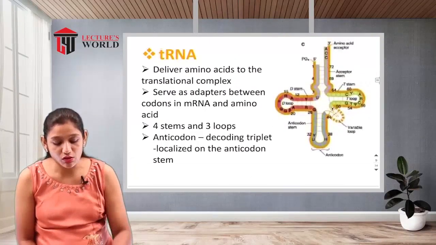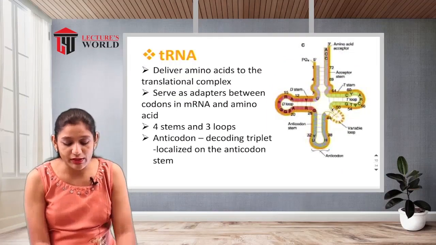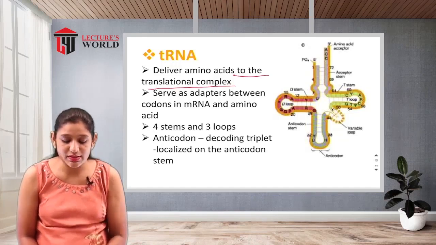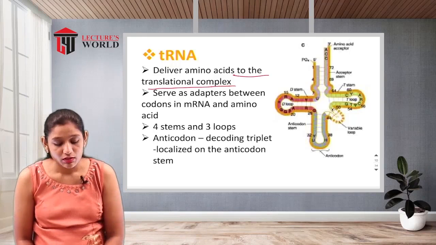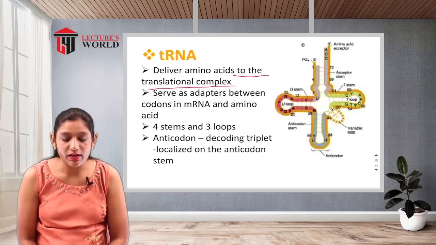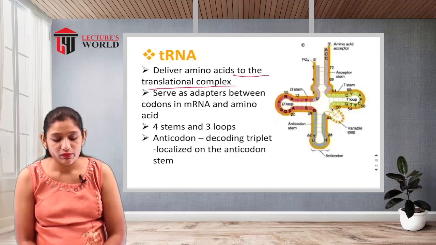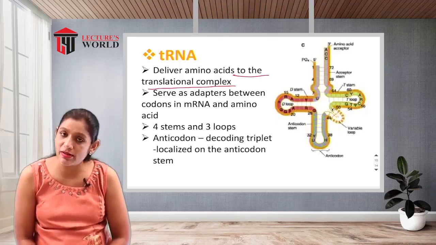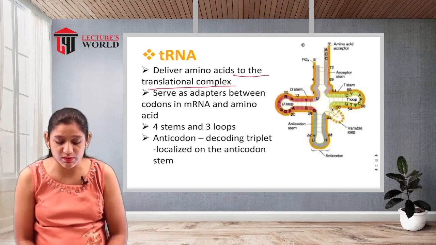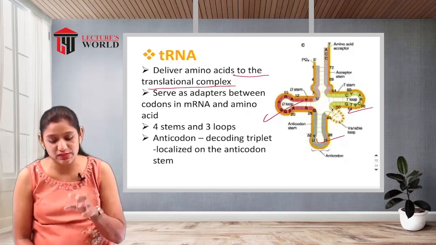Next one. Now, what is the role of the tRNA? Transfer RNA delivers amino acids to the translation complex, meaning the amino acids are transferred by the tRNA. It serves as an adapter between the codons in the mRNA and the amino acids. It has 4 steps and 3 loops: this is 1, 2 and 3, the major 3 loops which are observed.